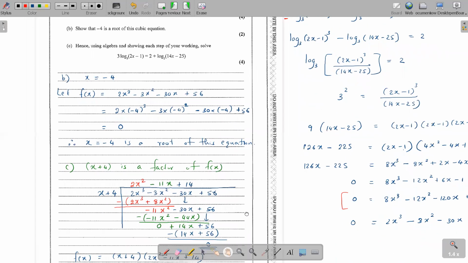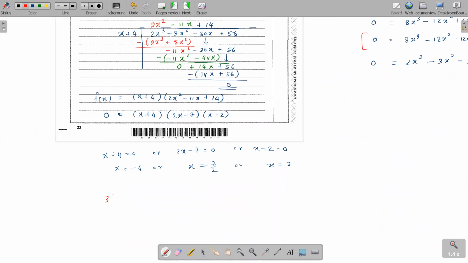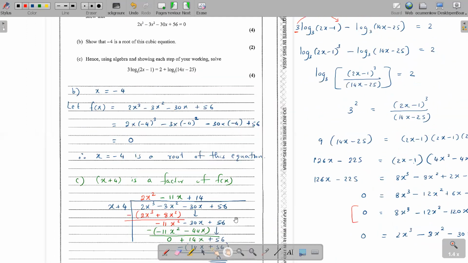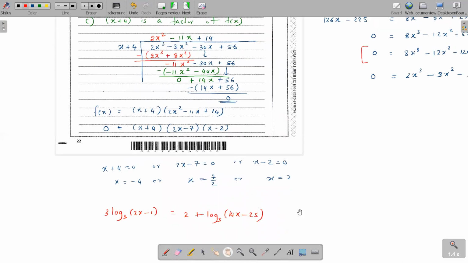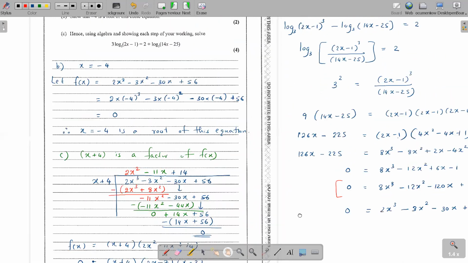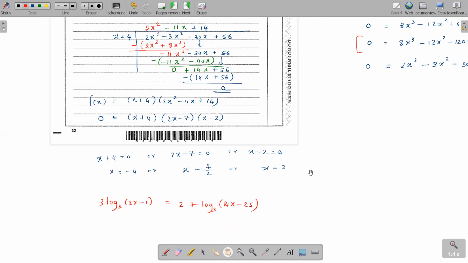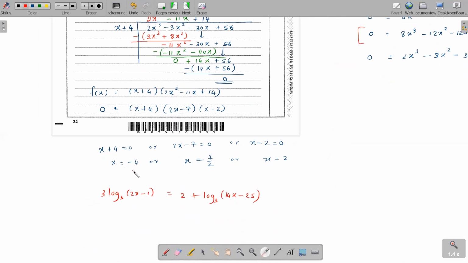If I write my sum, 3 log base 3 (2x minus 1) equals log base 3 (14x minus 28), I wrote the sum correctly. Now what you need to do is check with these x figures whether any x figure will give you a math error, in the sense where the inside of the logarithm becomes negative. I can very clearly see that when x equals minus 4, this logarithm is definitely going to be negative.